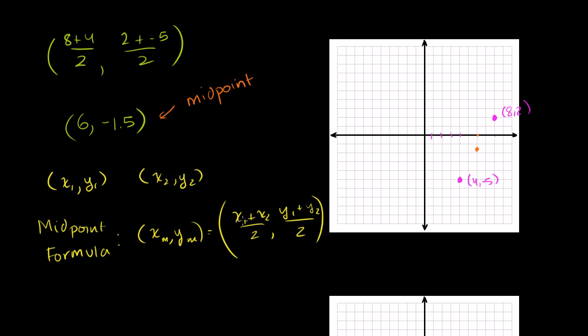averaged or the mean of these two numbers. This is just the average or the mean of these two numbers. I'm just saying I'm adding the two together, dividing by 2. Adding these two together, dividing by 2. And then I get the midpoint. That's all the midpoint formula is.